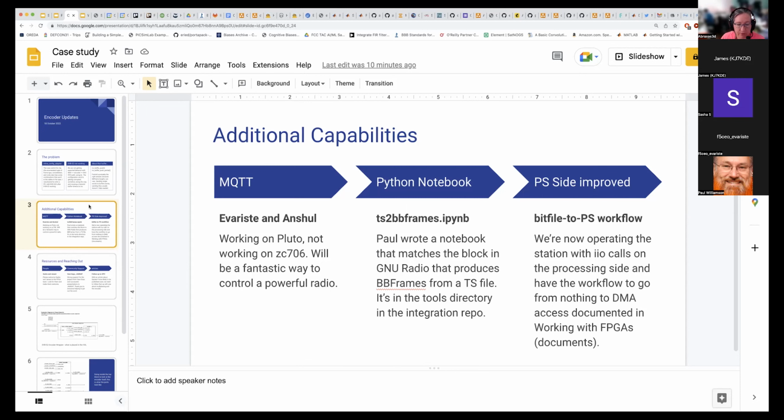And we've improved, just consistently improved over time, the processor side operations. We now have everything from bit file to PS workflow documented. We can operate the station with IIO calls on the processing side. And we've done this multiple times, and we're getting a lot better with essentially setting up the station from scratch to getting applications working on the processor side.